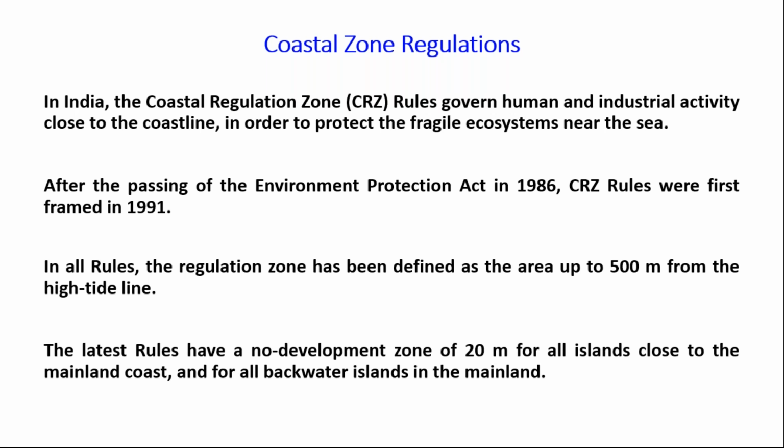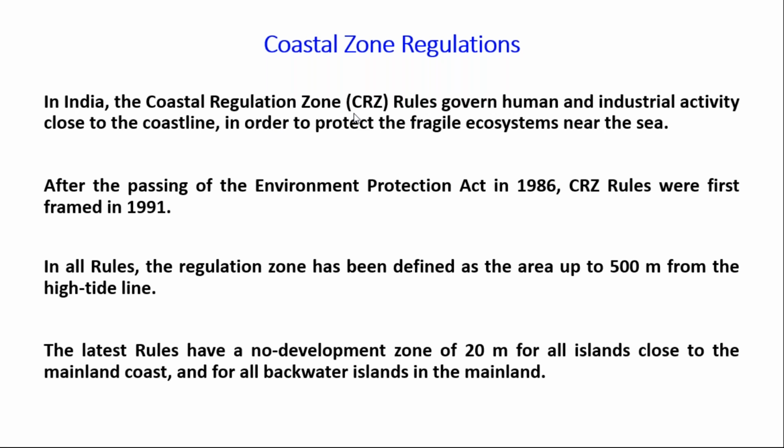So these rules govern human and industrial activity close to the coastline in order to protect the fragile ecosystems near the sea. So the main aim or objective of this Coastal Regulation Zone is to protect the ecosystems which are near to the sea. So coastal means near to the sea. So we have to protect these ecosystems which are near to the sea, and for that purpose these CRZ regulations or rules are prepared.